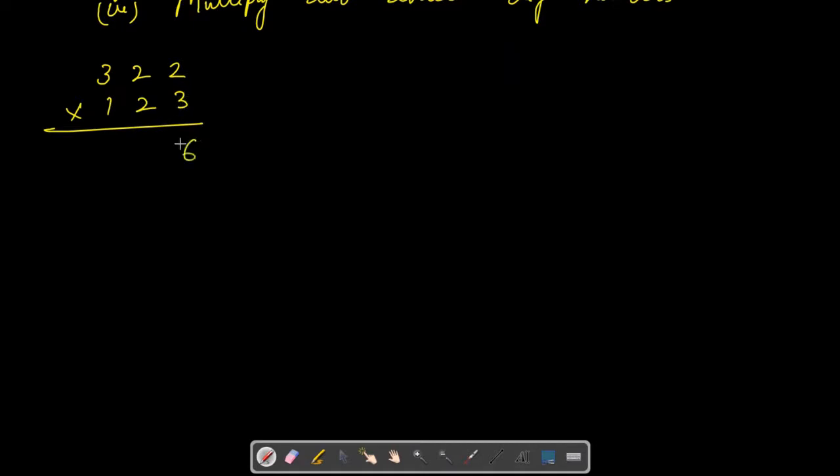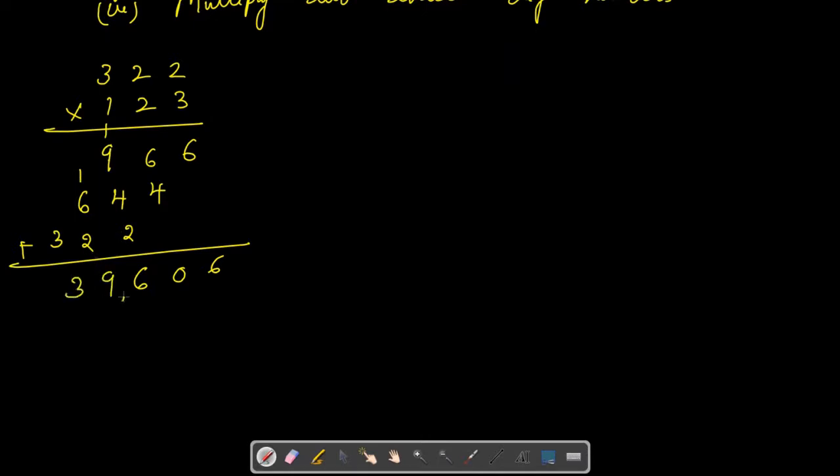So 2 times 3 is 6, a 6 and a 9, and it's 4, 4 and 6, and it's like 2, 2 and 3. Now let me add. I get 6, 10, 10 plus 4, 14 plus 2 is 16, 7 plus 2 is 9, and it's 39,606. So it becomes a little difficult, or it takes a little time. I don't say it's difficult, but it takes a little time.